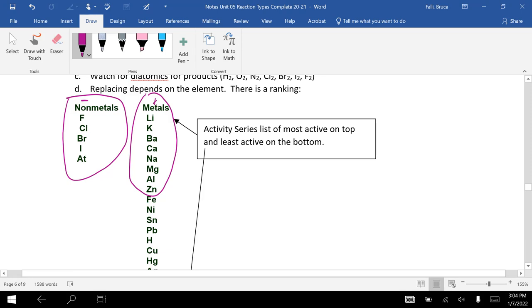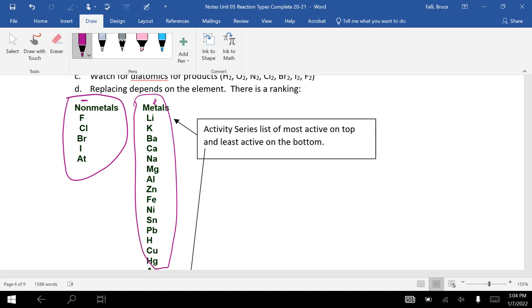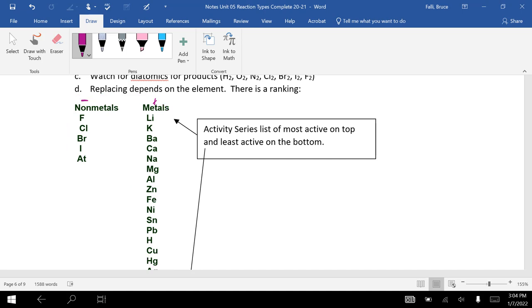I know all of our fantasy football teams are now over. But if I needed a new kicker, I can't pick up a quarterback. A kicker needs a kicker. Right? If I got to get rid of my kicker, I got to get a new kicker. They have to be the same thing. So the negatives replace the negatives. These guys can replace each other. The positives can replace the positives, but you can't switch them around.